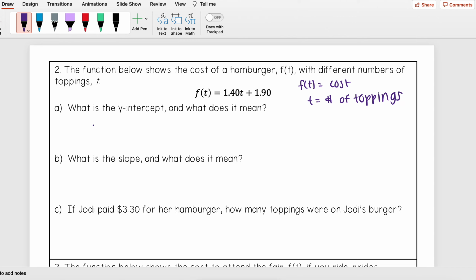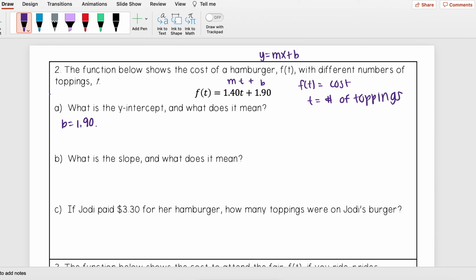So this first question asks, what is the y-intercept and what does it mean? So remember with my slope-intercept form, y equals mx plus b, my b is my y-intercept. So that means that my b here is 1.9. So I'm going to say b equals 1.9, 0. Now I need to interpret what that means. And so that means for my y-intercept, that means that x is 0.